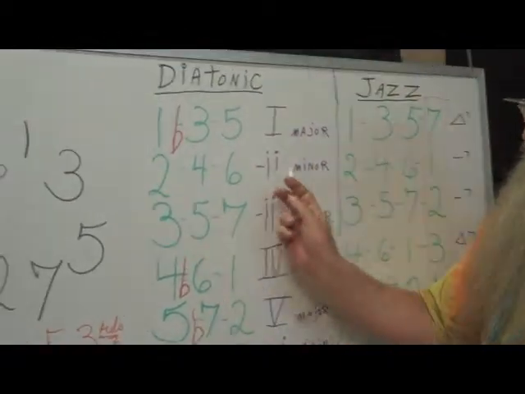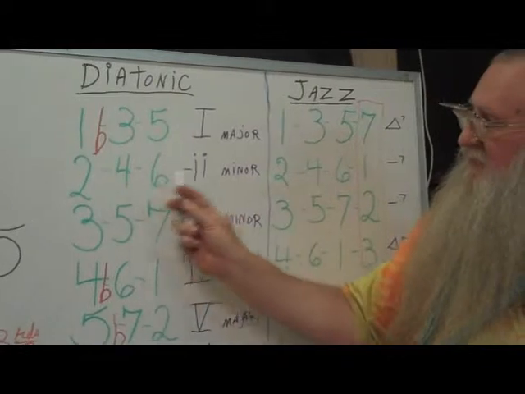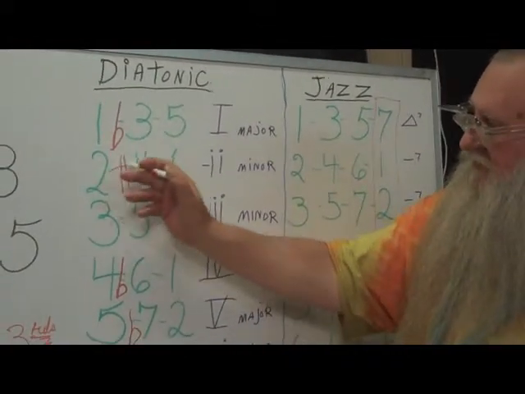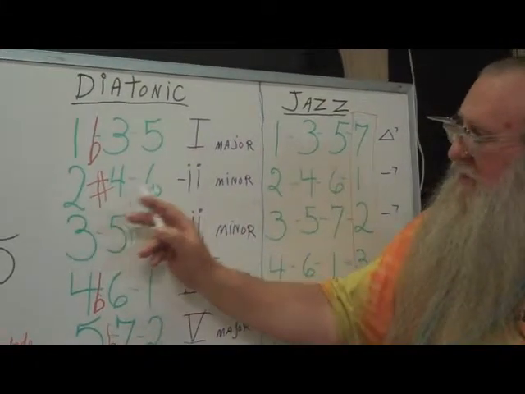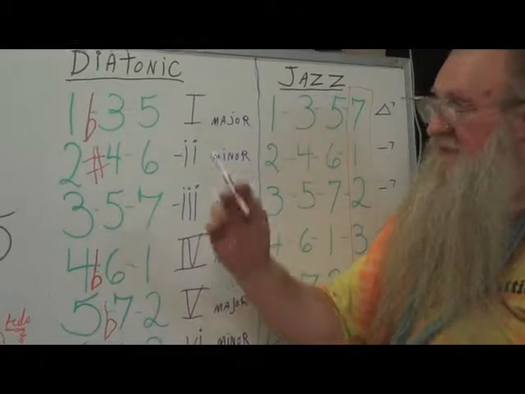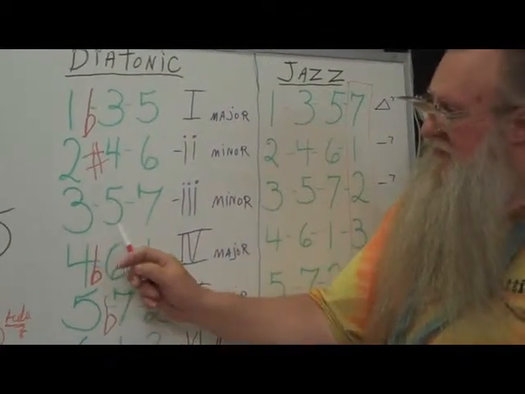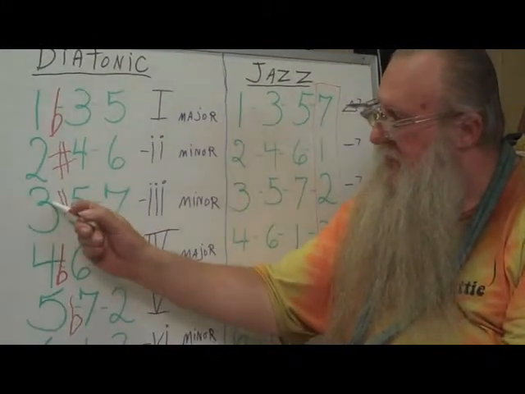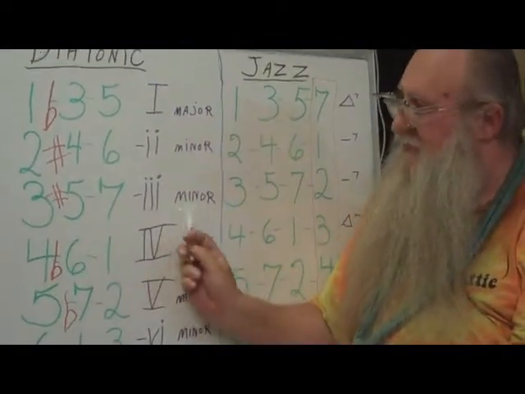So let's take the 2 here. This 2 minor can be made a 2 major chord by simply putting a sharp in front of the 4. So 2 sharp 4 6 would now be a major chord. The 3 chord can be made major by taking the 3, the 5, the 7, raising the 5 up with a sharp in front of it, like that. And now this is a major chord.